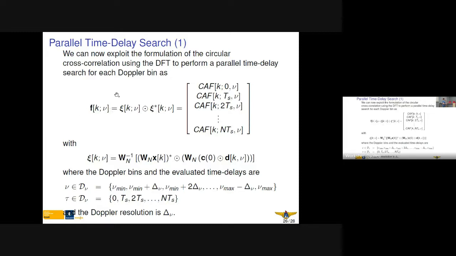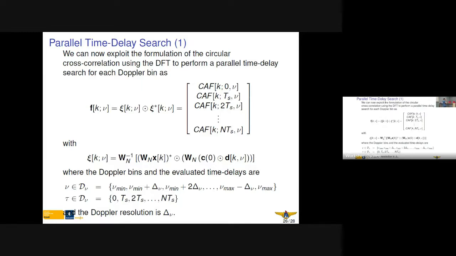So we can write here that the CAF vector is Xi Hadamard Xi conjugate, and this vector Xi then is the inverse DFT matrix times the DFT of x conjugate, Hadamard with the DFT of the model that we choose. And the model is for time delay 0.